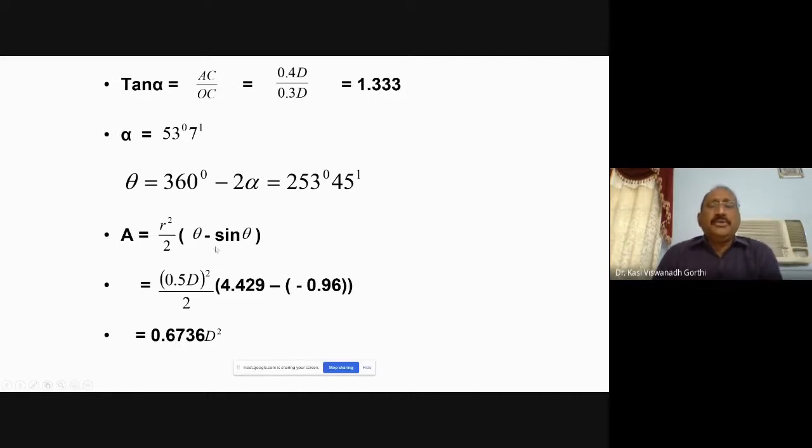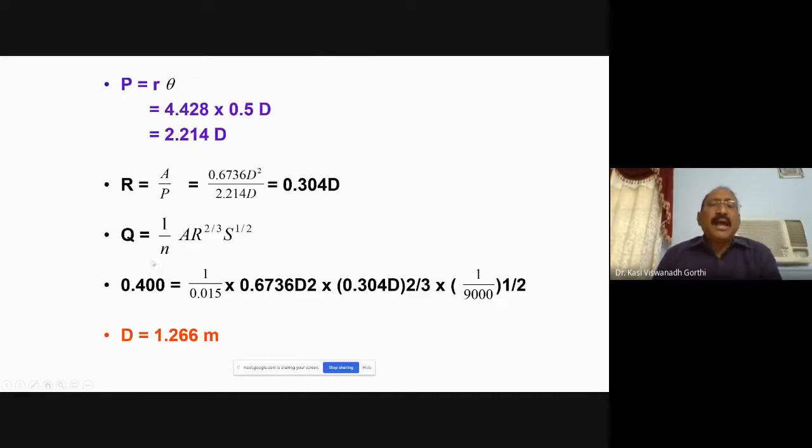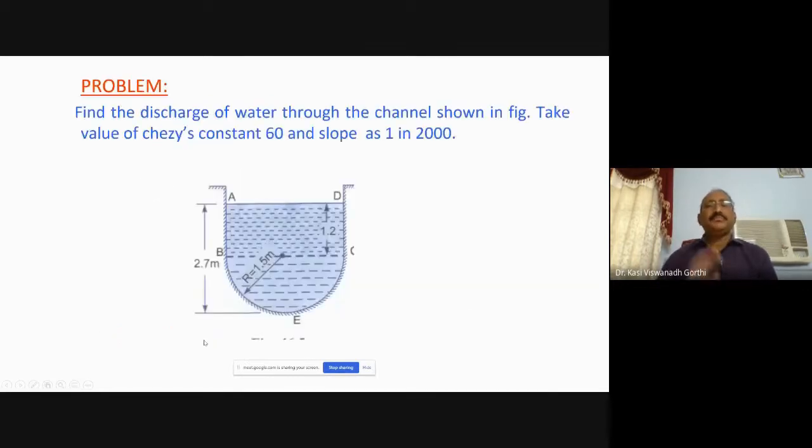A is r square by 2 into theta minus sin theta, the wetted area. And wetted perimeter P is equal to r theta. R is equal to A by P, the hydraulic radius. Then substitute in the discharge equation Q is equal to 1 by N A R power 2/3 S power half. Substituting these values for the resistance coefficient N, wetted area and hydraulic radius, you will be able to get D. Solve for D. So the value of D is 1.266 meters.